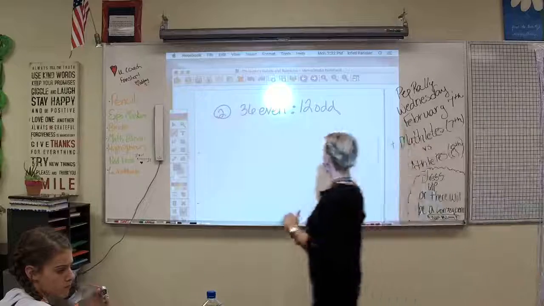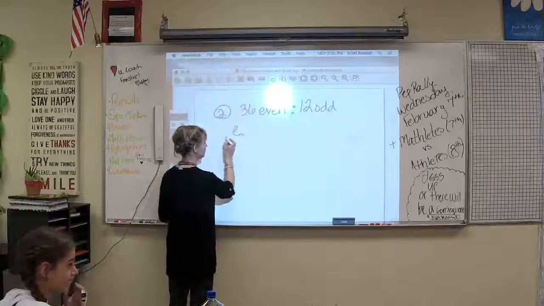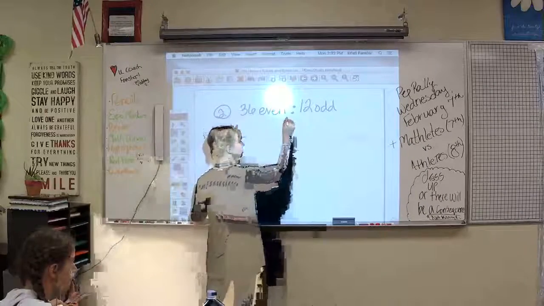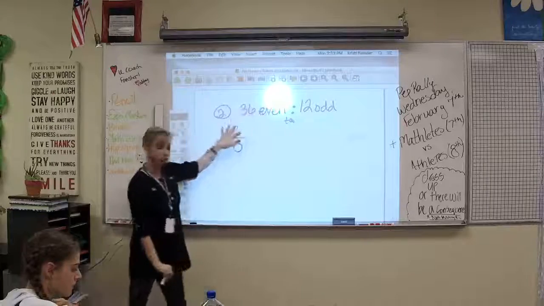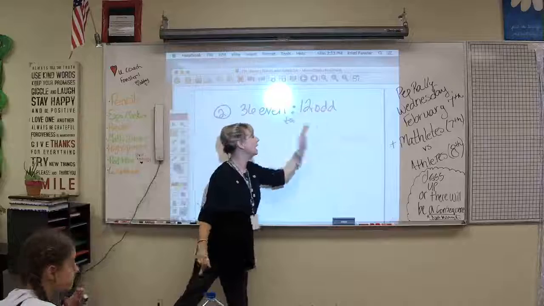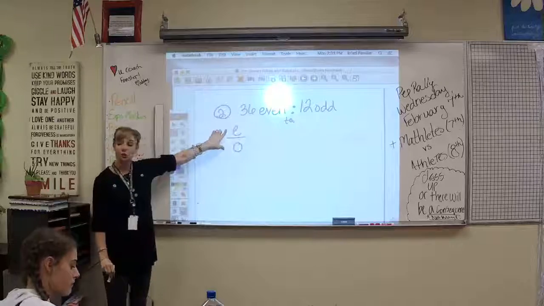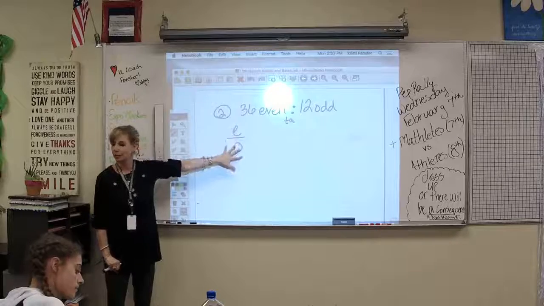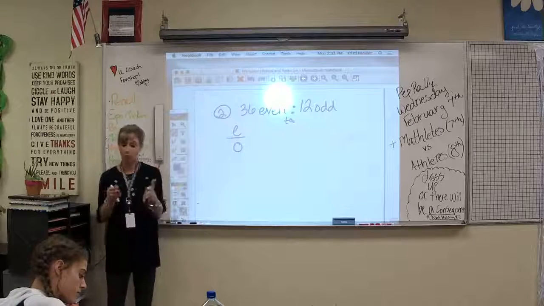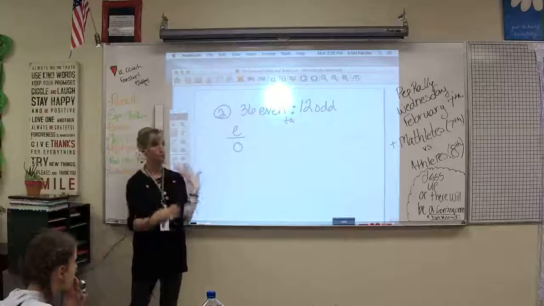But you do have to set up something like this, where I do this little symbol, the colon, and we say "to." Whatever's in front goes on top. Whatever's behind goes on the bottom. So you have to set it up this way. Okay? Again, am I going to make you write out all the words? No, but I need to look at your paper and know where you got these numbers from.